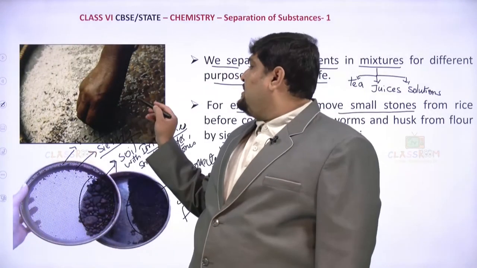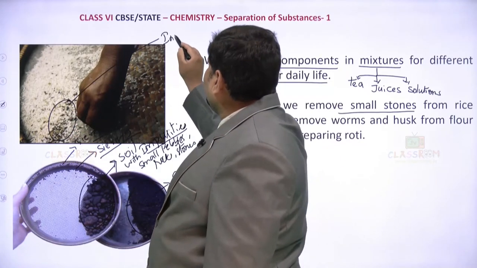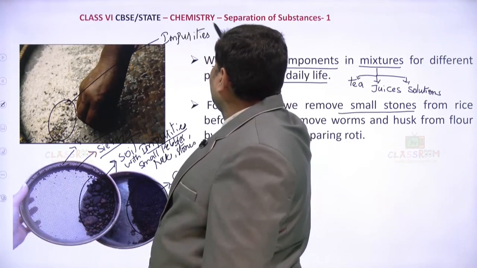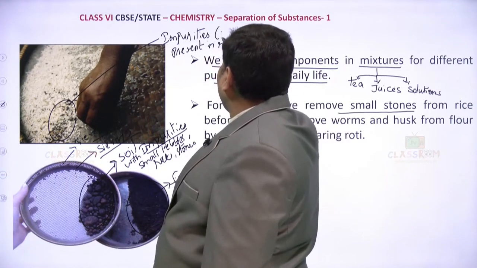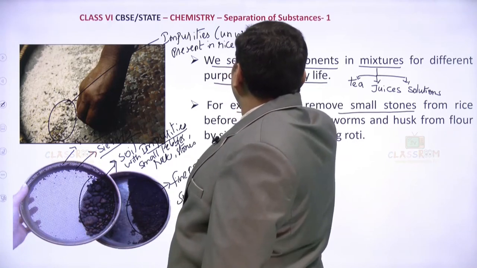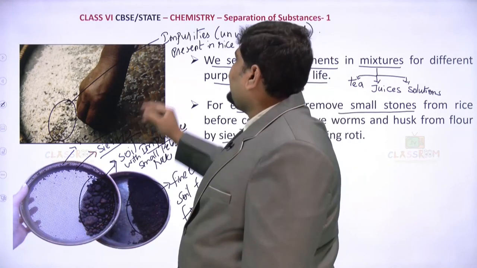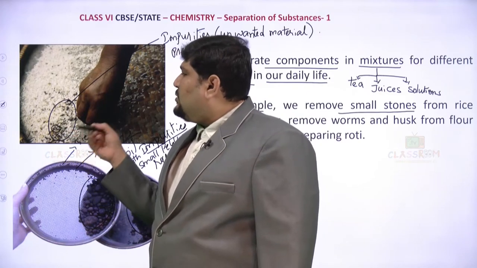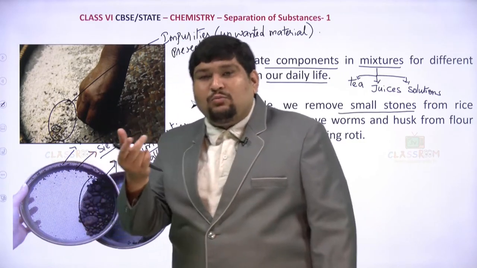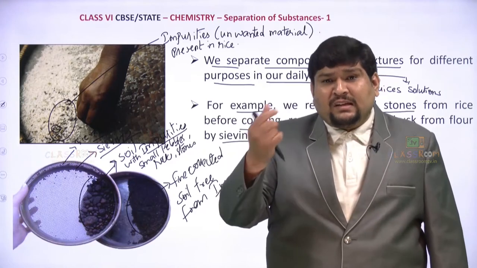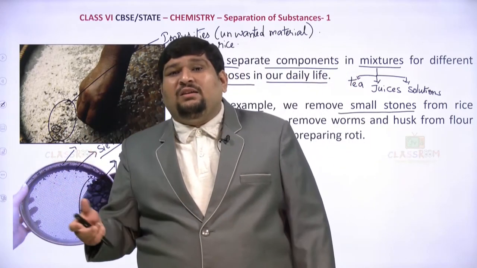And next, as I said, you can see some impurities in rice also. Impurities present in rice are nothing but unwanted material. Those unwanted materials, like black seeds and brownish particles, need to be removed. For minute particles they go for sieving, and for particles which can be seen and removed with our hand, we go for the hand-picking method, and we don't need strainers or sieving.